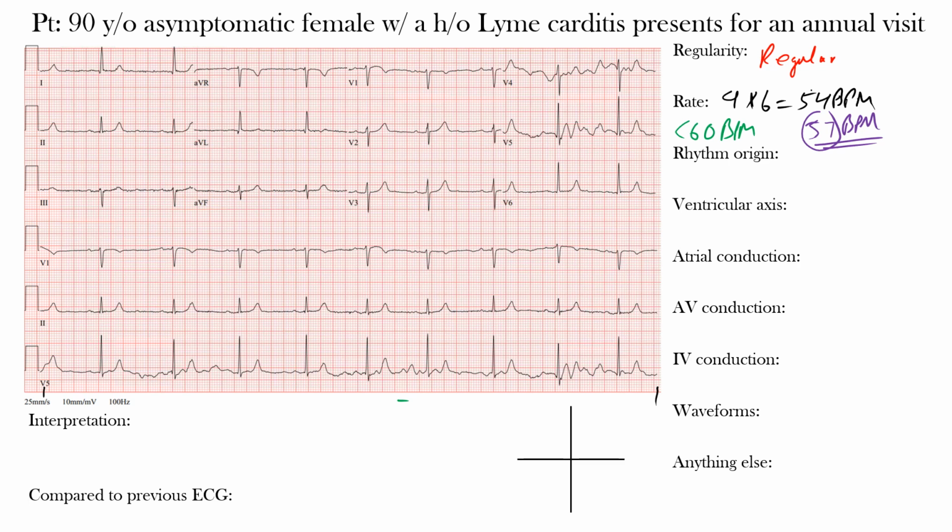Next we're going to move on to the rhythm origin. Notice that we have narrow QRS complexes, so we must be dealing with some supraventricular rhythm, that is, one originating from above the ventricles. We can also make out clear, defined, similar shaped P waves in each lead. So we have to ask ourselves, are we dealing with sinus rhythm? Let's see here. Do we have sinus rhythm?